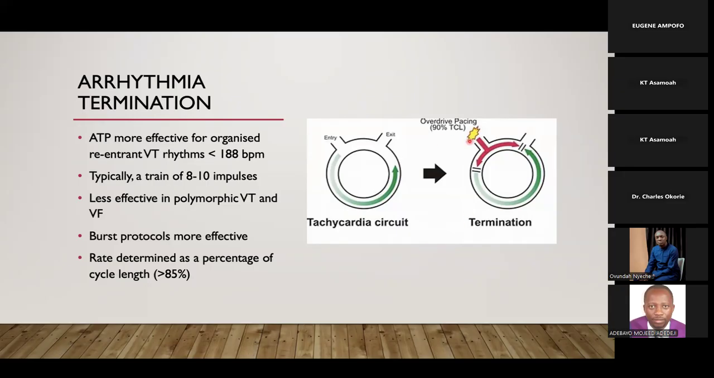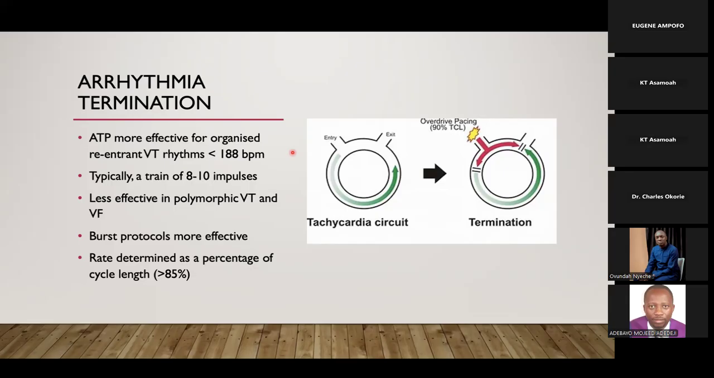And the aim is to try and then break this tachycardia circuit so that now this circuit is no longer determining the heart rate, but rather the pacemaker or the device itself does that determination. And then once you stop, then the sinus node recovers and then takes over the underlying rhythm. So it is much less effective in those with polymorphic VTs and those with ventricular fibrillation. So these people are more likely to require shocks than those who have organized monomorphic ventricular tachycardias.